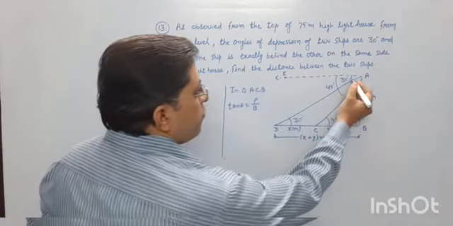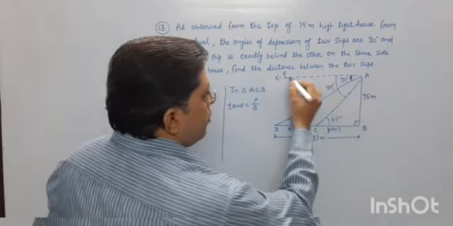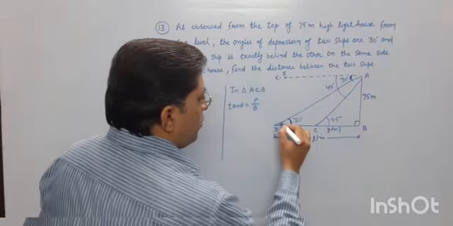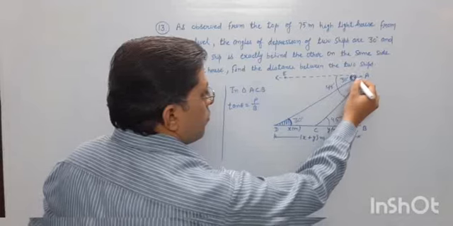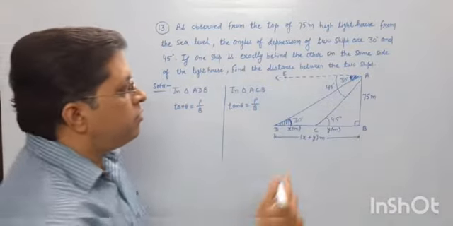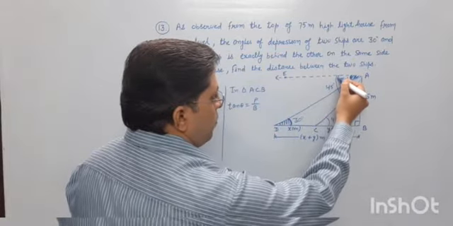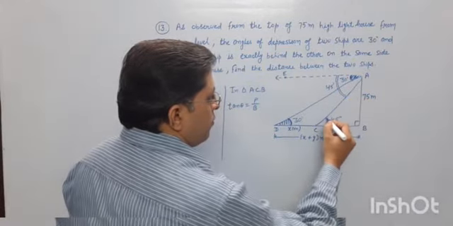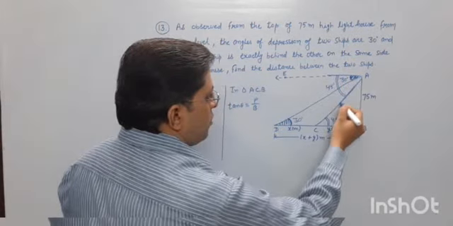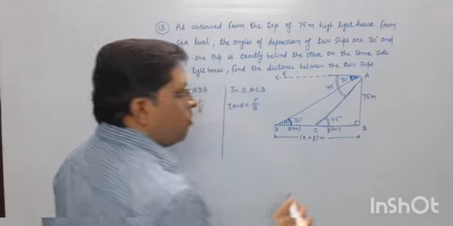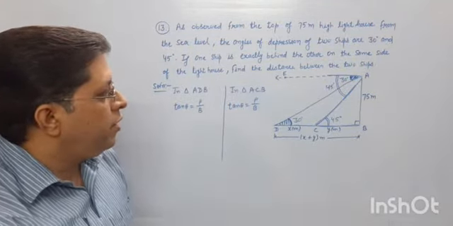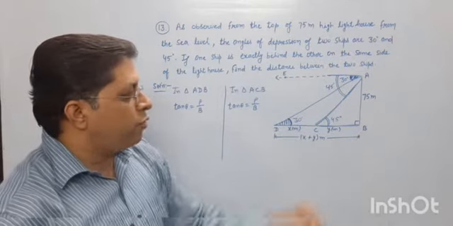So if 30 degree is here, then due to alternate interior angle, this should be 30 degree. And the other one, if this is the second ship, angle of depression is 45, then this will be 45 because again that Z is there. It means alternate interior angle is there. Now you can say one angle is 30 and one is 45.